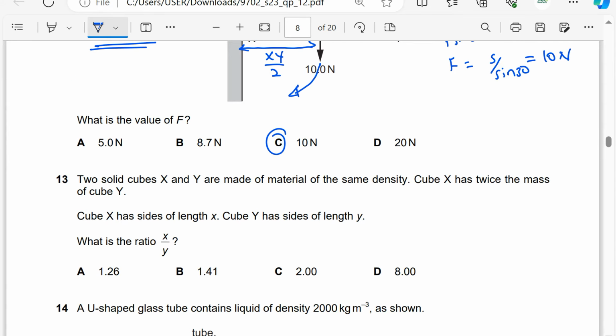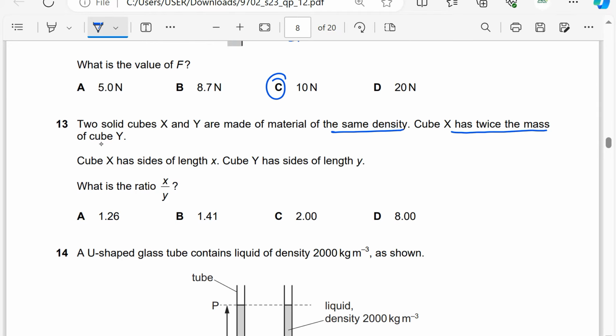Two solid cubes X and Y are made of material of the same density. Cube X has twice the mass of cube Y. Cube X has sides of length X. Cube Y has sides of length Y. What is the ratio X over Y?